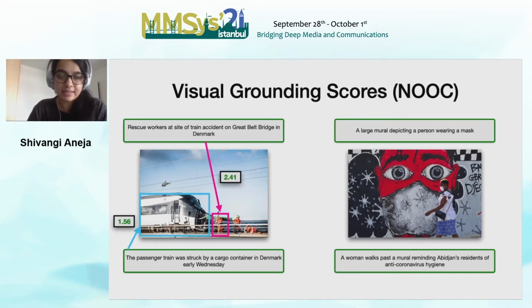For instance, this is the same image that I showed you before. This is an image of a train accident. And you see that the top caption, which talks about rescue workers at the site of a train accident, is giving a high score to this worker in the image. And the bottom caption, which says that the passenger train was struck by a cargo container, is giving a high score to this train object in this image.